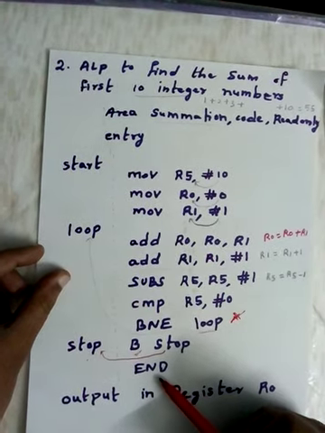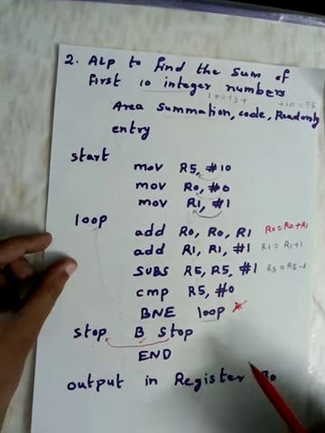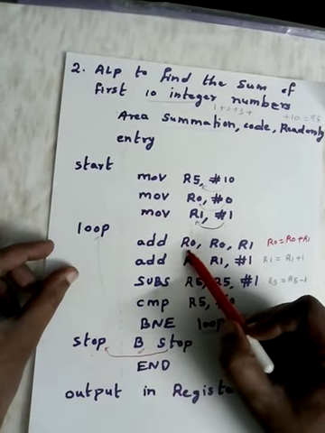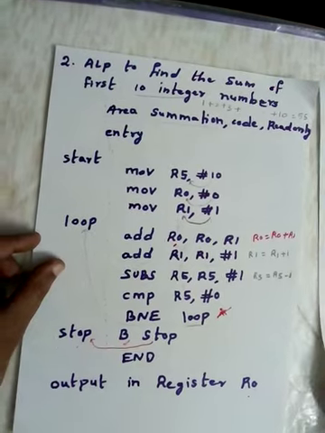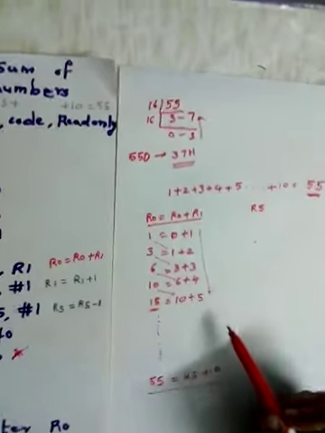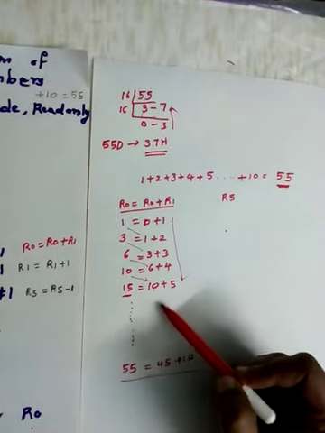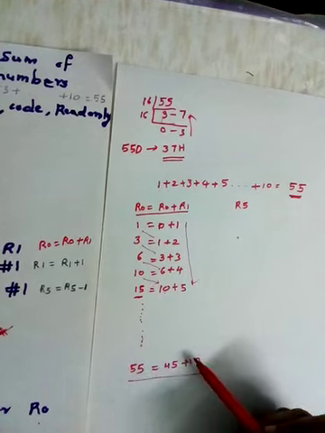The processor will stop here. Finally, where will the result be stored? The output is in register R0. Why? Because in the addition, the result is finally stored in R0. Understand? From this also you can clearly understand. Finally it will go like this. This is iteration, and each iteration I have explained here. Thank you.